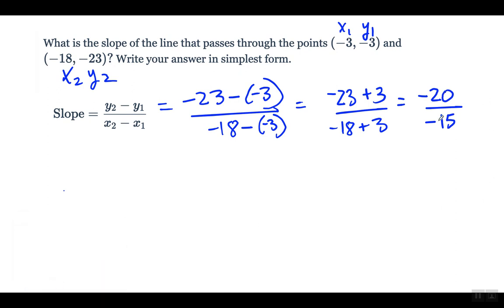My final answer is going to be positive. But I got to simplify this. So if you know your times tables, you should see that the biggest number you could divide the top and the bottom by is 5.